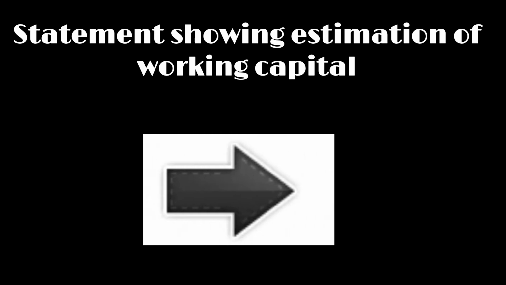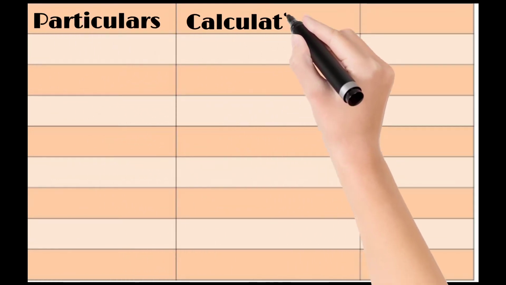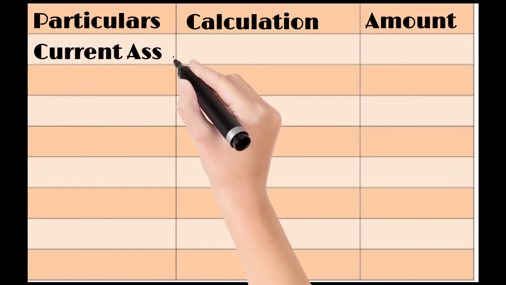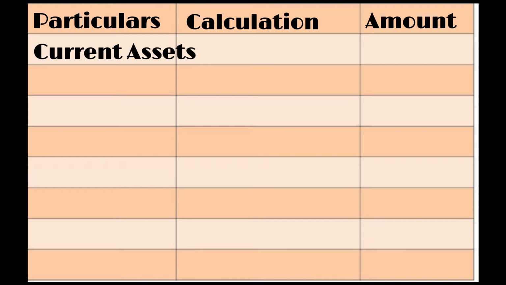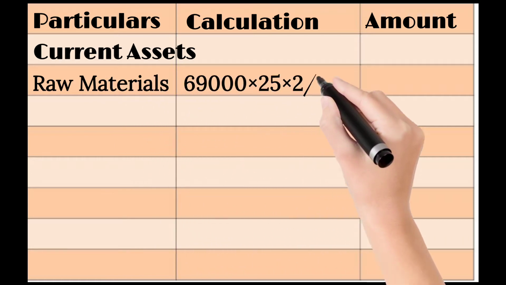For calculating the statement of working capital requirement, we will make 3 columns: particulars, calculation column and amount column. First, we will calculate the current assets of the firm XYZ Limited. Current assets are those assets which a company holds for a period less than 1 year. And the first current asset here is the raw material, which a company holds for 2 months.